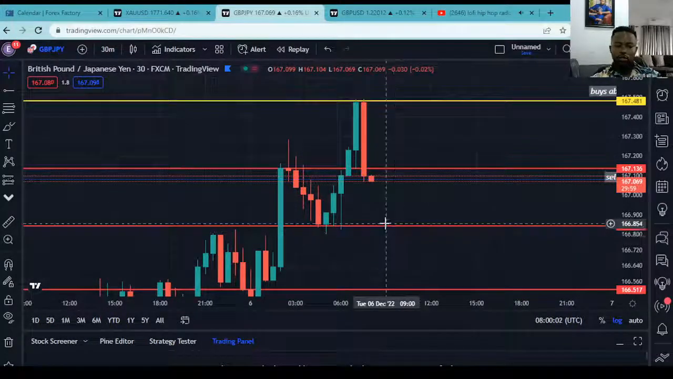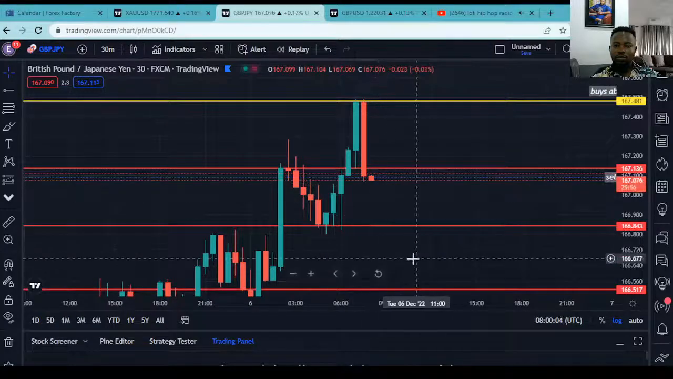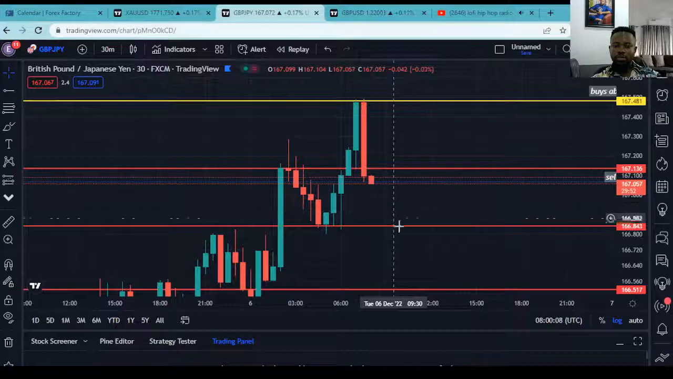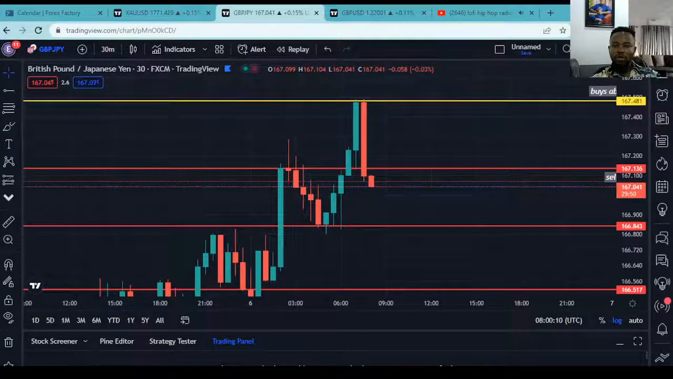Okay, so this is London Open right now. I will expect this candle to move up, but we are not moving up right now.